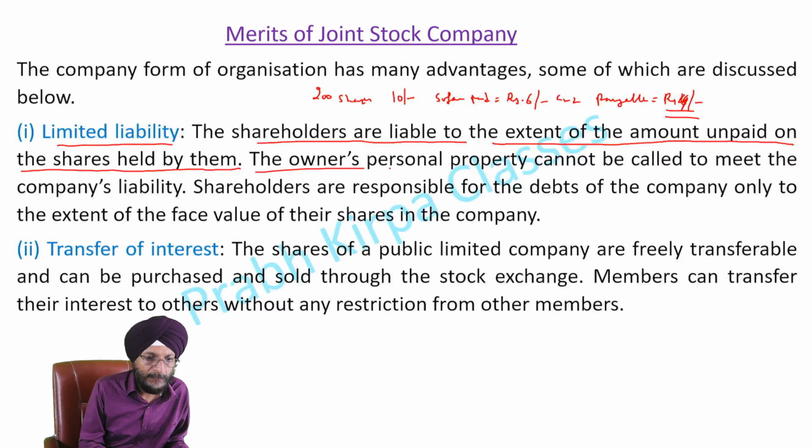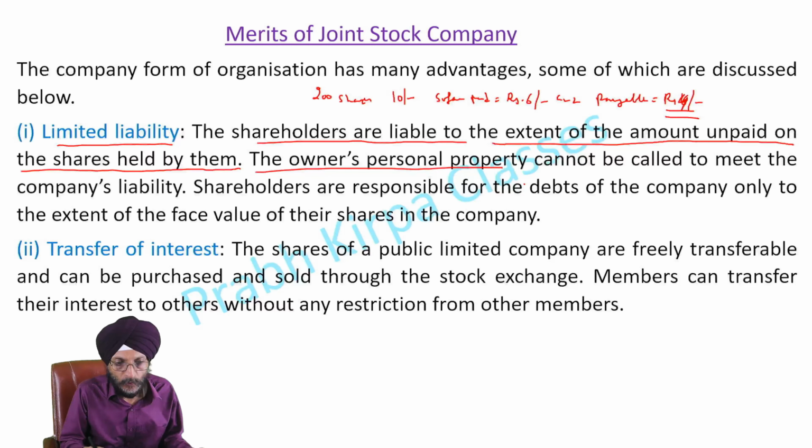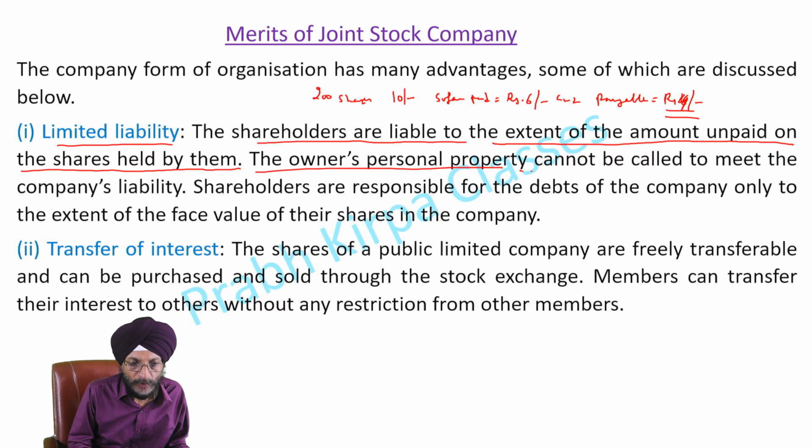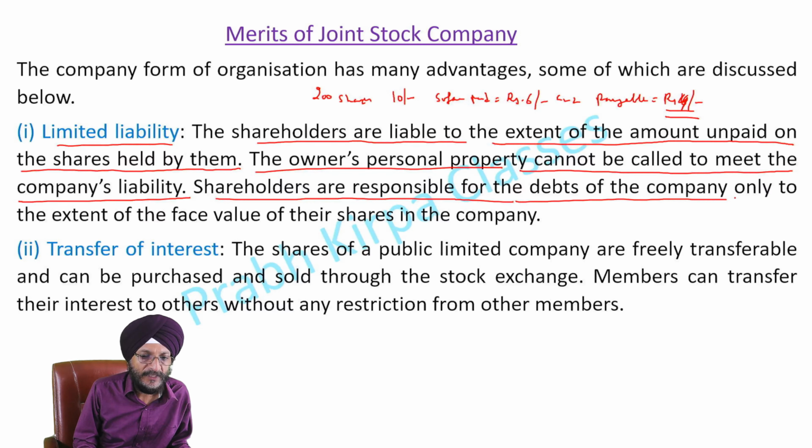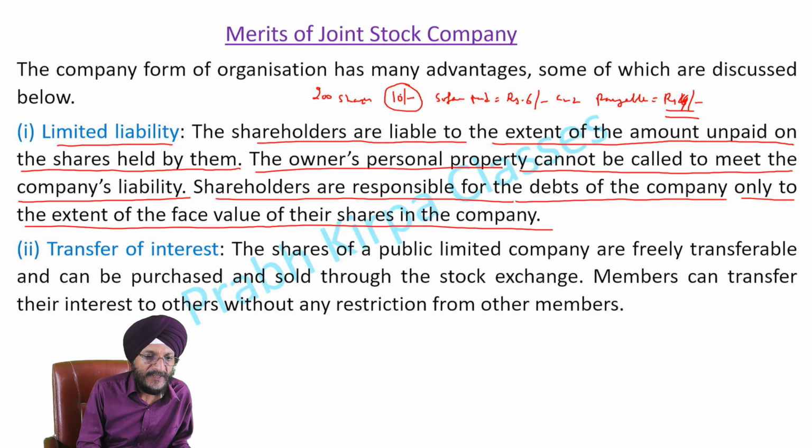The owner's personal property, that is his car, his house, etc., cannot be called to meet the company's liability. Shareholders are responsible for the debts of the company only to the extent of the face value of their shares in the company. That is, this is the face value and the shareholder will be liable only up to the extent of this amount.